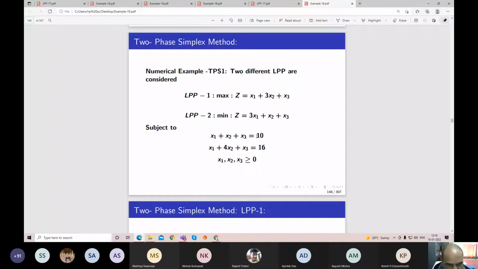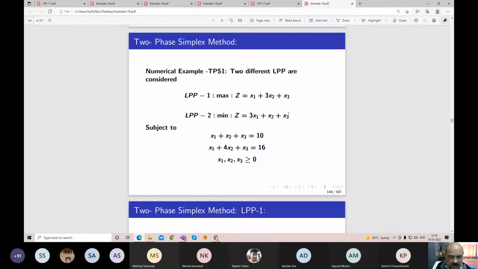For the maximization type problem, this is a three variable problem. Our objective function is maximize z equal to x1 plus 3x2 plus x3. Very simple problem. So for the second problem, that is a minimization type problem, our objective function is equal to 3x1 plus x2 plus x3.